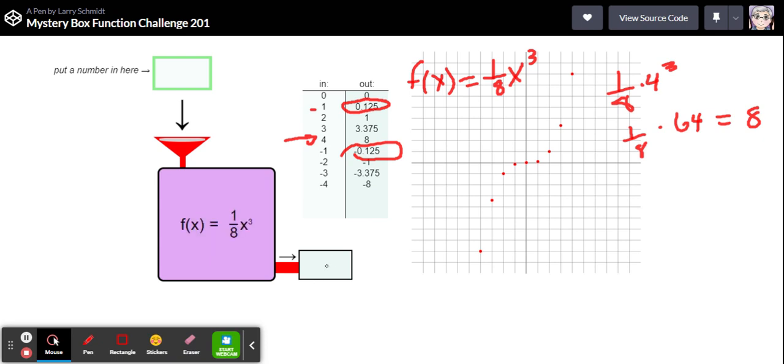Let's take a look. Yeah, there it is, 1/8 x cubed, and we can graph that. Lovely, lovely shape of the cubic function and just really flattened out around that center.